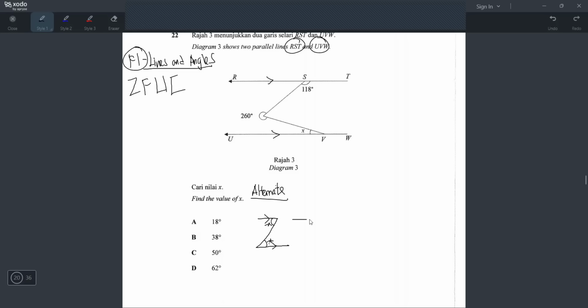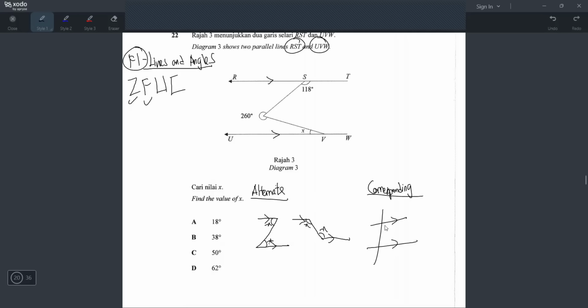But what if the Z is like this? It will be the same also. This angle and this angle will be the same also, right? So this is called alternate angles. Next one I want to talk about is the corresponding angle, which is the F. So for F, we call it corresponding angle. You will see an F shape, right? But of course, it has to be parallel also. If it's not parallel, then we cannot use the ZFUC.